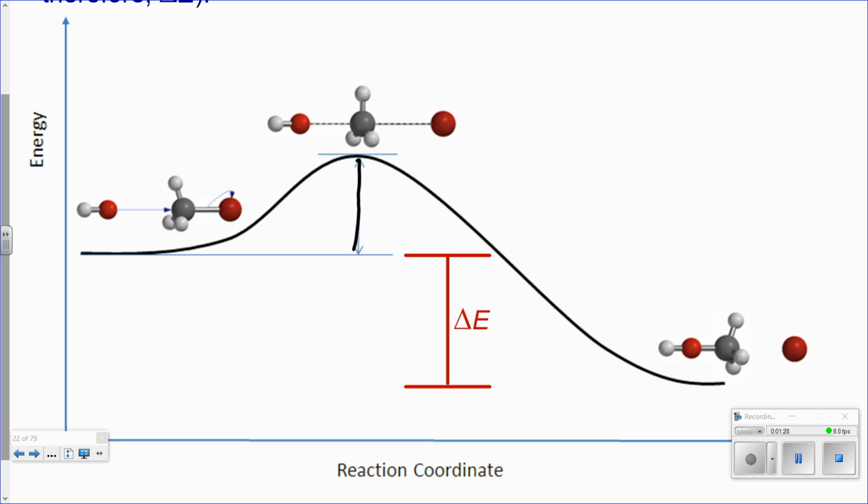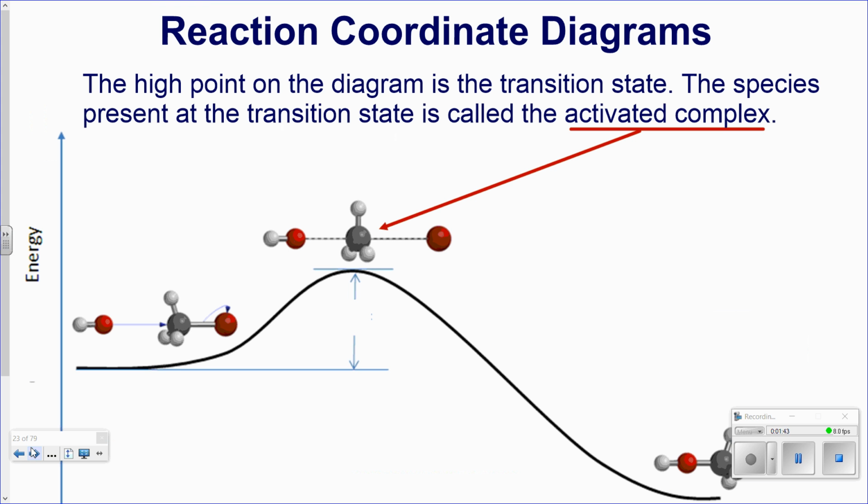But I had to put a little bit of energy in. What's up with this energy here? So there's the start, here's the end, here's my delta E out. It seems to be negative because it's giving off energy. You end up with less than what you started with, at least exothermically. This middle portion is called the activated complex.